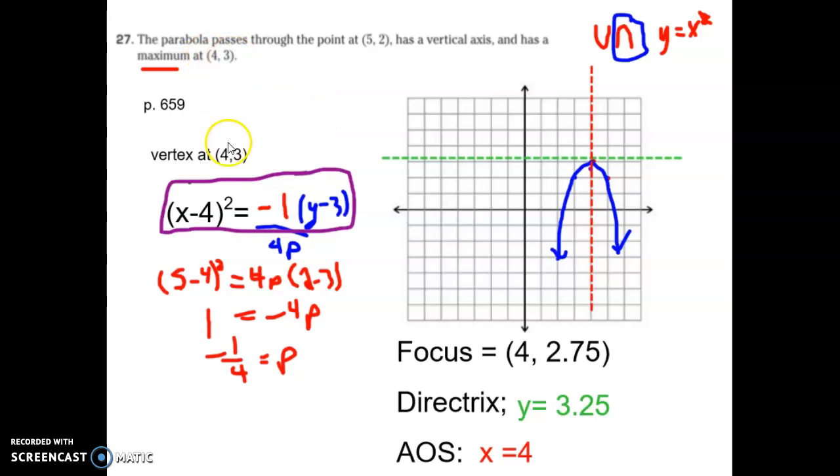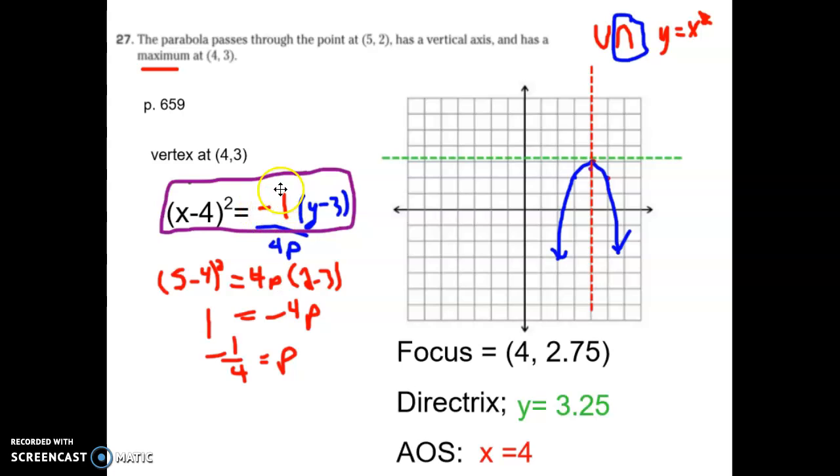Being that the maximum is at (4, 3), I know my vertex is at (4, 3). So I started to put this in my standard form. Again, it's going to be an x squared graph, so I did x minus 4 squared, getting that from the vertex. And then I put in y minus 3 because that is the y coordinate of the vertex. What I didn't know yet was this -1, and I'll get there.